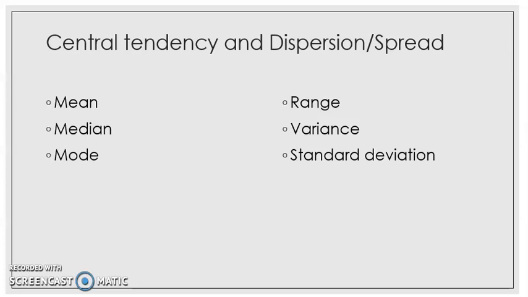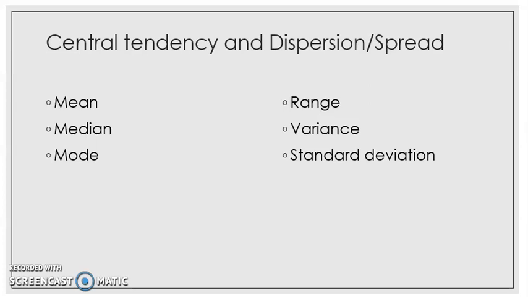The median, like the median in the road, is the middle point. It is not impacted by extreme scores, and it is the middle value. The mode is your most frequent score, and again in the normal distribution all of those would be approximately similar.